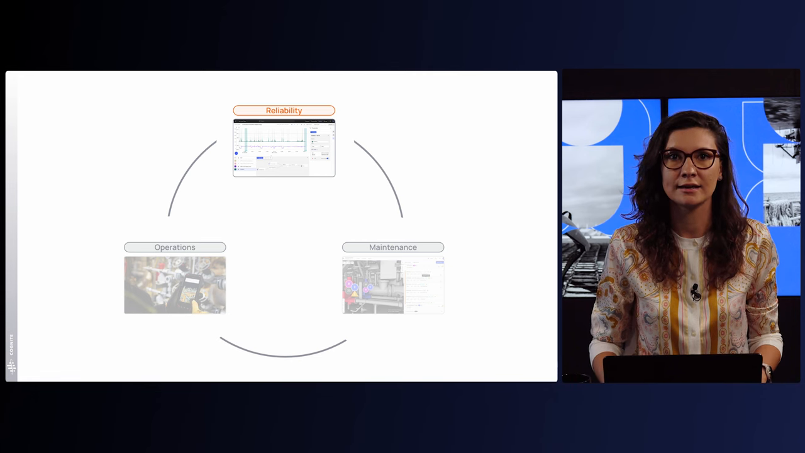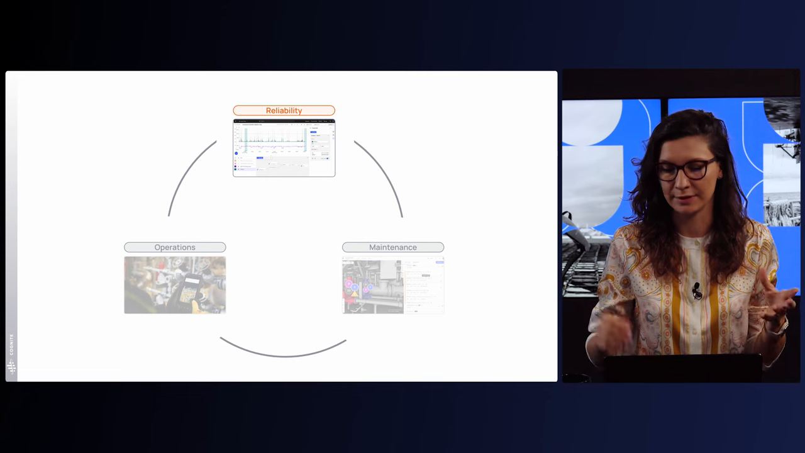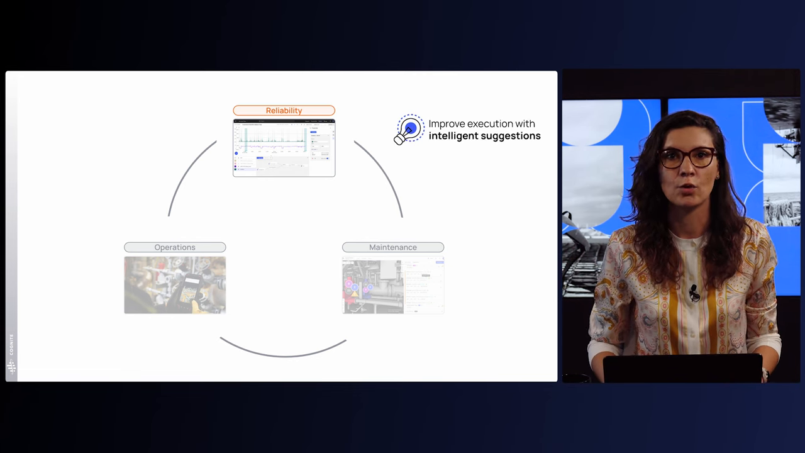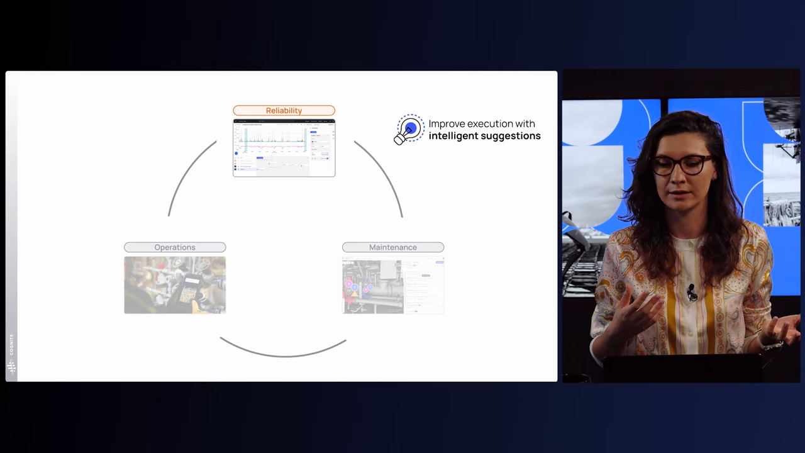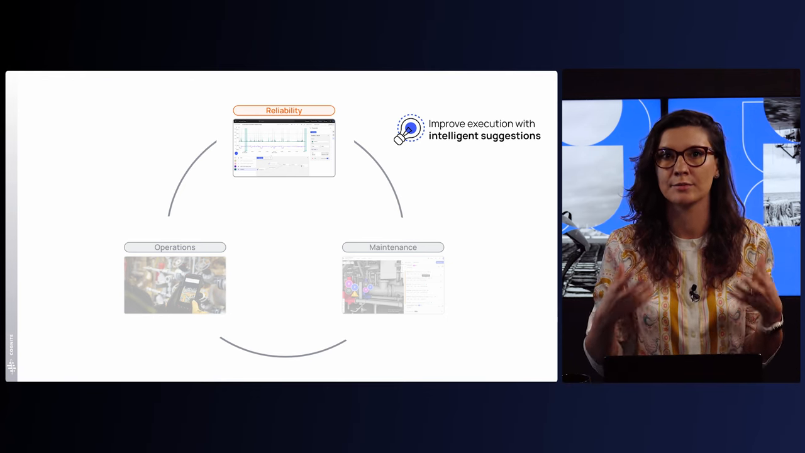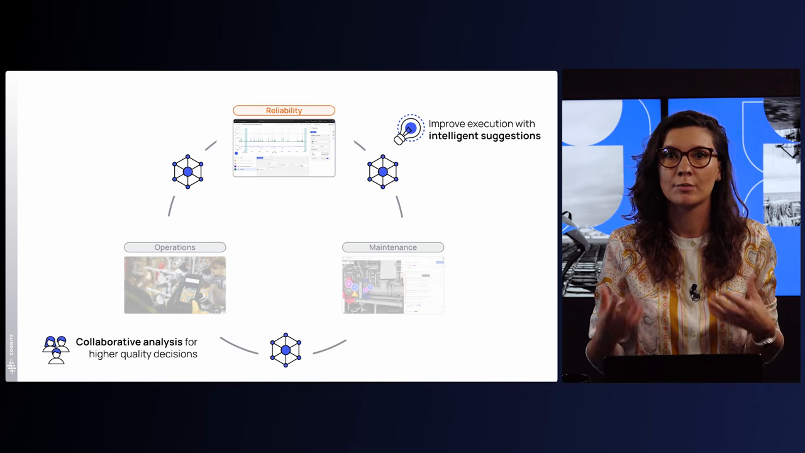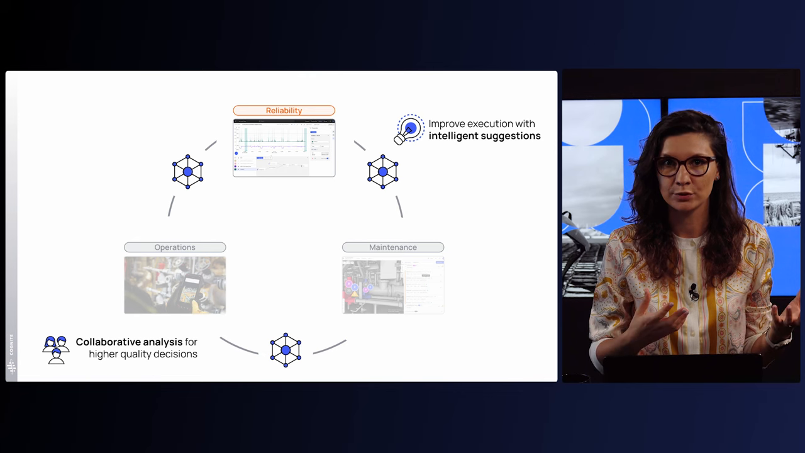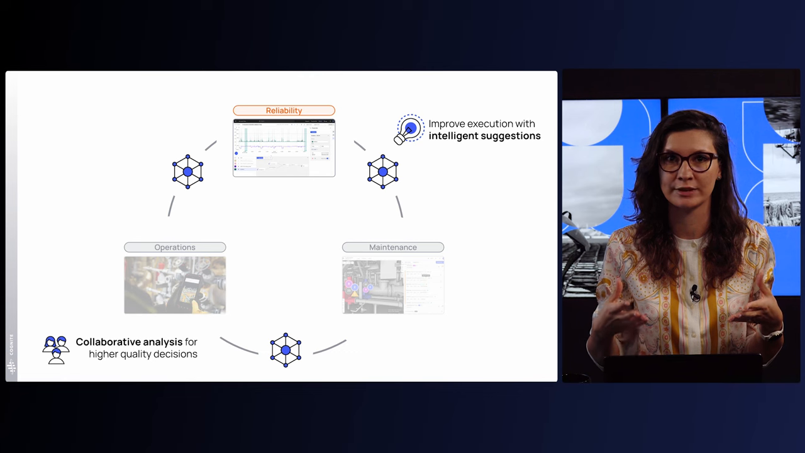By feeding asset health details into operations and maintenance teams, we improve the quality of decisions with intelligent suggestions, for example, enabling generative AI, hence providing better automated tools. We are also driving a more collaborative analysis by bringing people together across several departments to solve problems on top of their data.